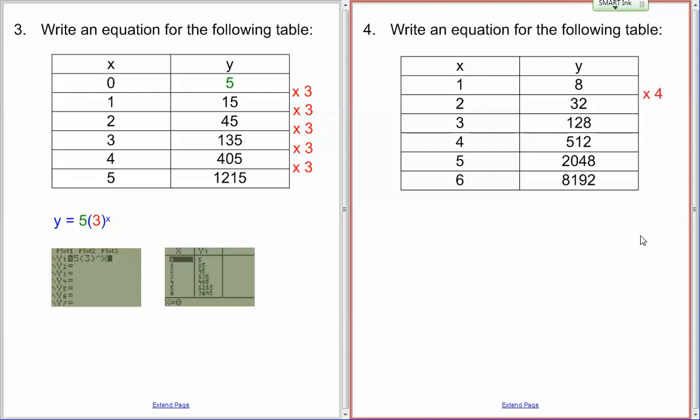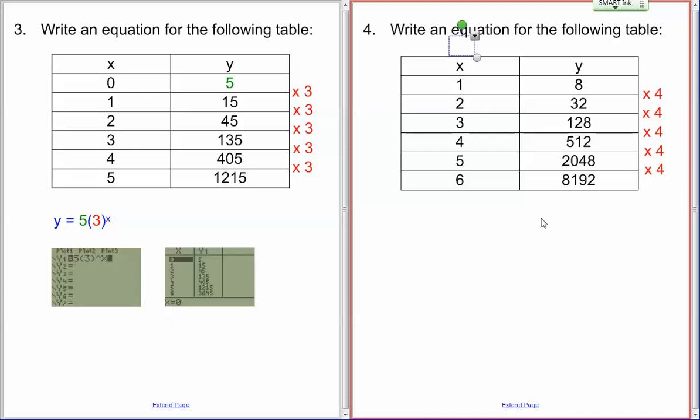8 times 4 is 32. So it looks like my growth factor is 4 if this is indeed an exponential function, which it is, because 32 times 4 is 128. 128 times 4 is 512. 512 times 4 is 2048, and that times 4 is 8192.